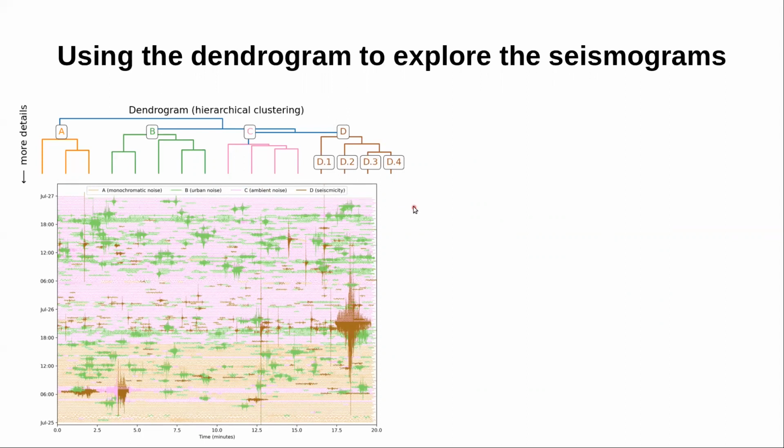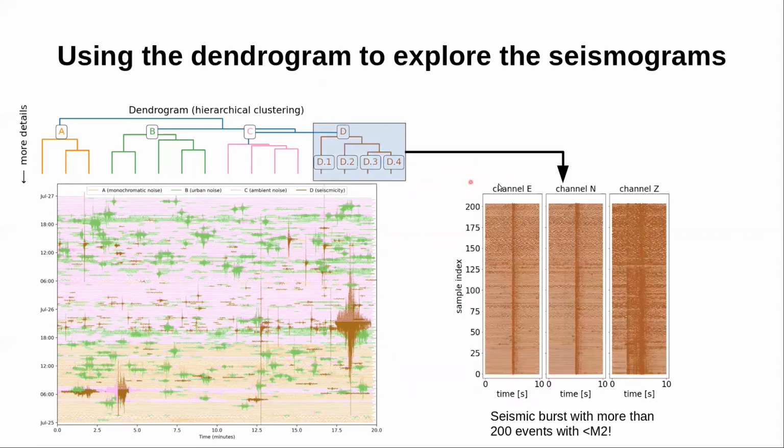So far, we didn't detect the seismic burst inside these 4 clusters, but we have a cluster of seismicity. So this suggests that if we extract a finer cluster solution here, we might find a cluster related to the seismic burst. And if we do that, you can see we extract 200 events with very similar waveforms, and they correspond to the seismic burst.